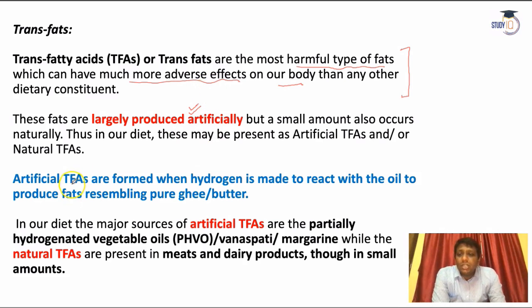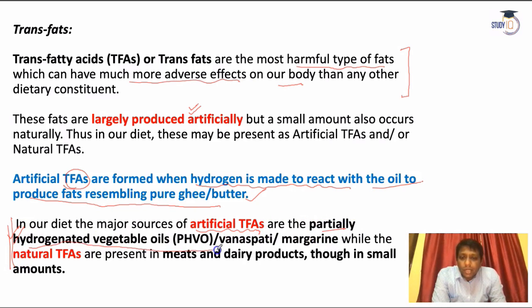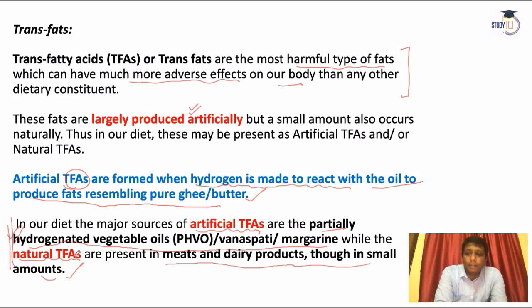See, artificial trans fatty acids are formed when hydrogen is made to react with oil to produce a fat resembling pure ghee and butter. This is the important one, you should know, guys. Artificial trans fatty acids are partially hydrogenated vegetable oils, vanaspati and margarine, whereas natural trans fatty acids are present in meats and dairy products, though in small amounts. So that's overall about trans fats.